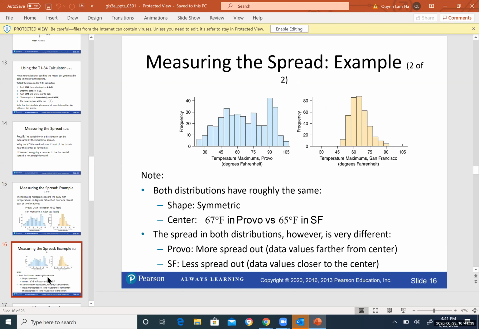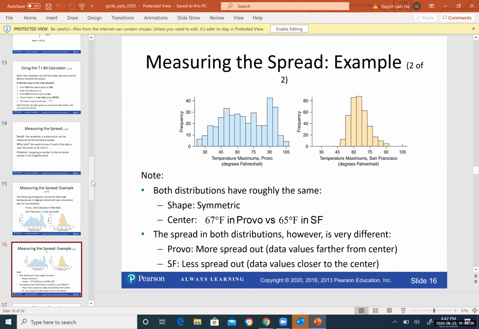So here is the solution. What I just interpreted, here they have more details. Both distributions are roughly the same shape; yes, they are roughly symmetric. The center is roughly the same, 167 and 165. The spread in both distributions, however, is very different. Like I told you, Provo, which is the blue graph, is more spread out. The data is further from the center. San Francisco is close to the center.